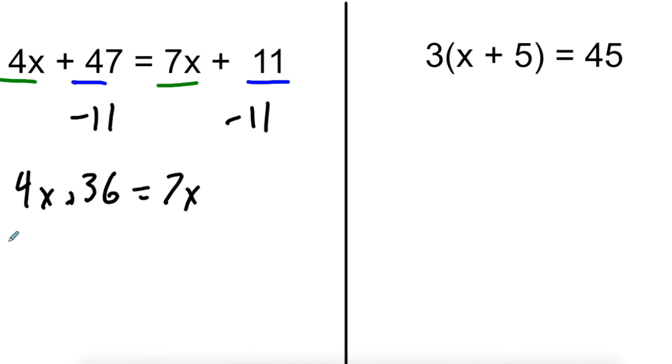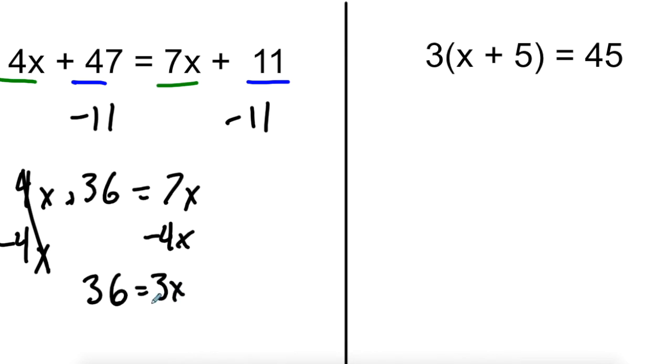And what I'll do now is I'm going to subtract this 4x over here because I want to get this side only full of constants so that this will cancel out. I'll also subtract 4x on this side. I'll have 36 equaling 3x, and from here I'm just going to divide both sides by 3. And here I'm going to get that 12 is equal to x.